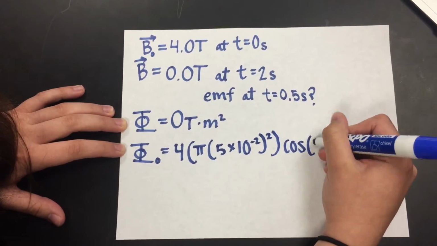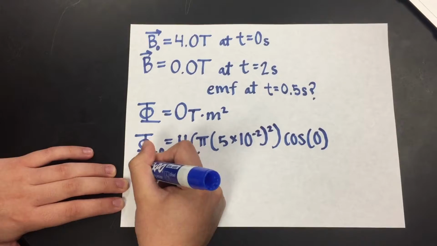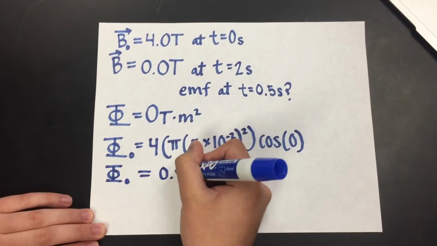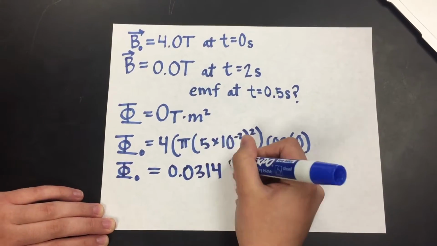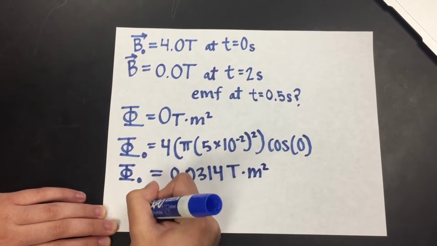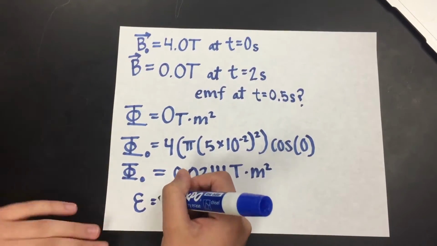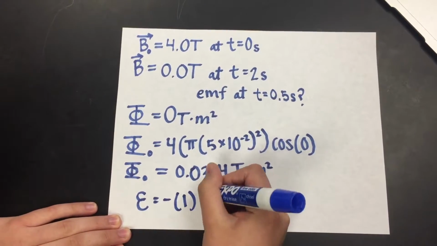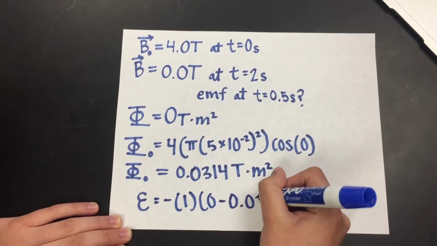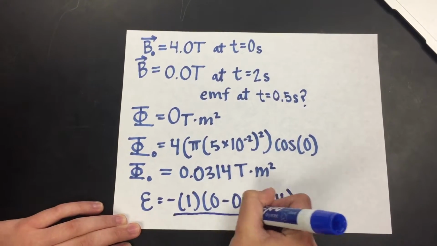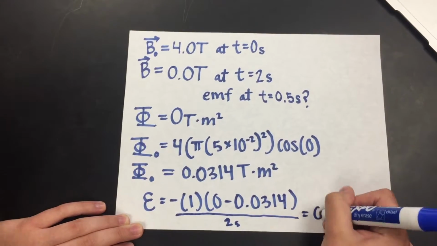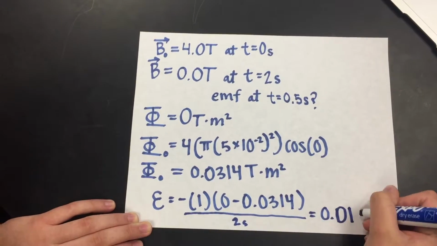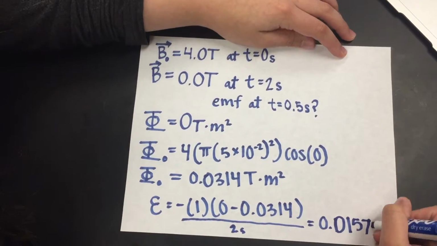To find the magnetic flux at t equals 0 seconds, you multiply the magnetic field at t equals 0 seconds, 4 Tesla, by the area of the loop, pi times the radius of the loop squared, multiplied by cosine of 0, which is 1. The EMF then equals -1 times the number of loops multiplied by the change in magnetic flux divided by the change in time.